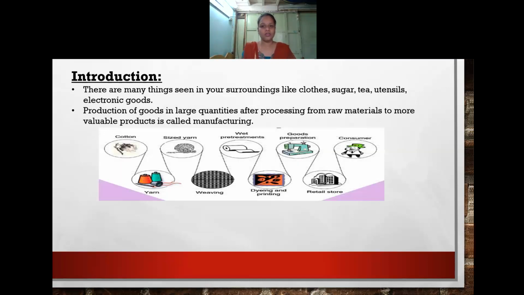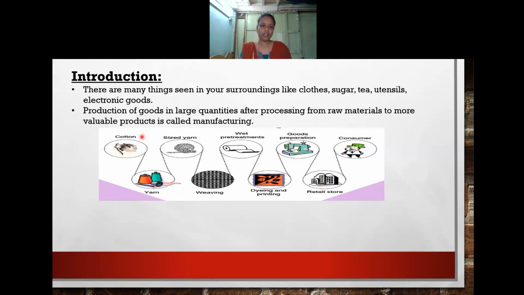I have taken one example, cotton. You can see here one cotton. This is the raw material for the textile industry. For textile industry, the raw material is cotton only. After that, it is prepared as yarn. Some yarn industry will be there, they prepare the threads, and then it will be woven. After that, weaving, dyeing and some printing take place. After printing, the goods are prepared by stitching the clothes, and sent to the retail store. From the retail and wholesale store, the consumer consumes the clothes.